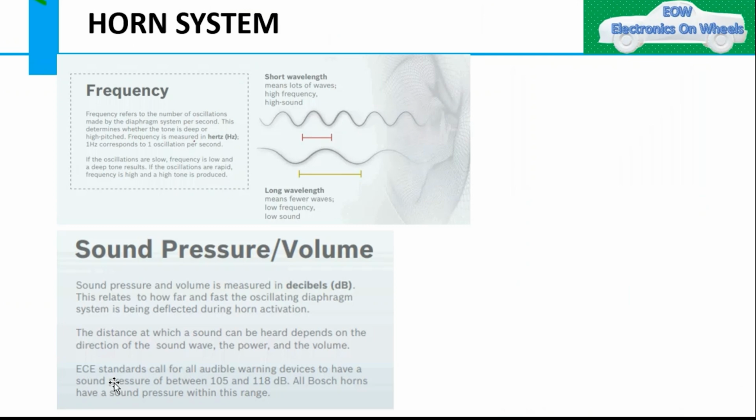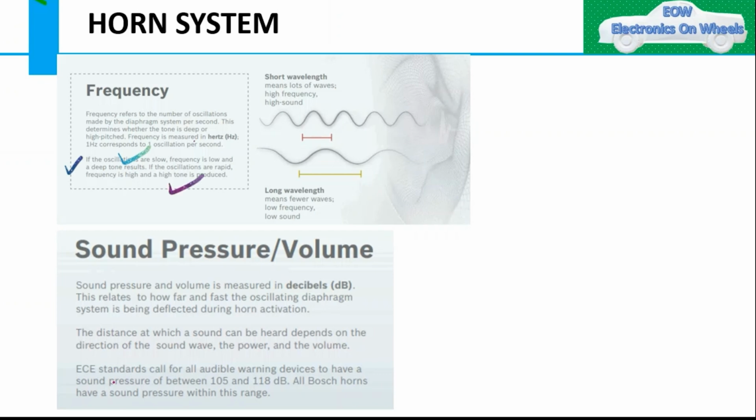Let's get some of the questions which are asked in the interview also. The first question they ask is, what is the meaning of high horn and low horn? I already told you the difference between high horn and low horn. If oscillations are slow, then frequency is low, and it will result in the deep tone. If the oscillations are rapid, then frequency is high and the high tone is produced.